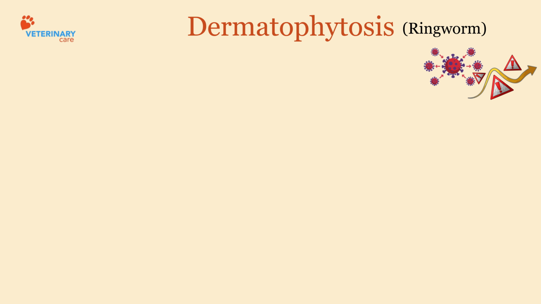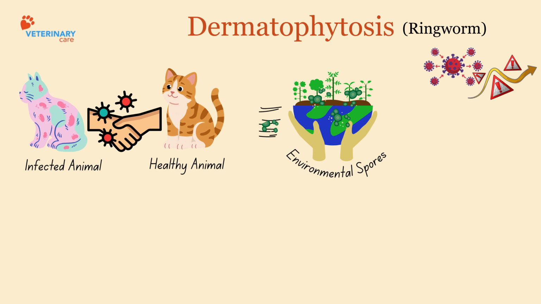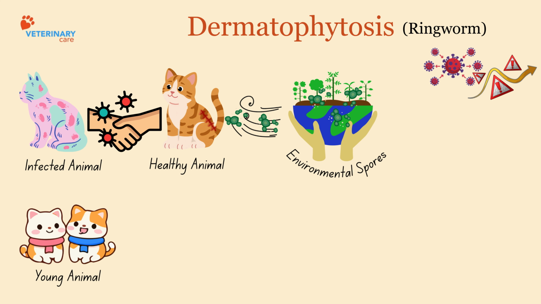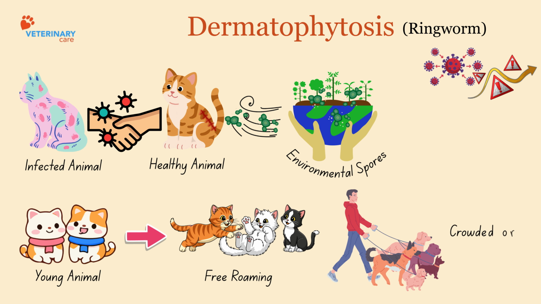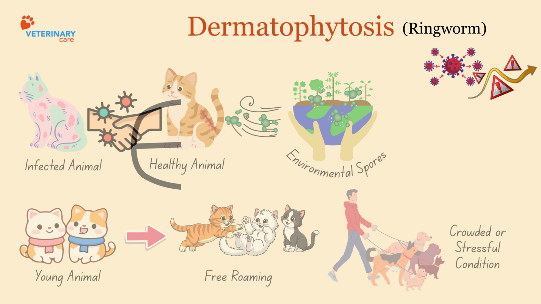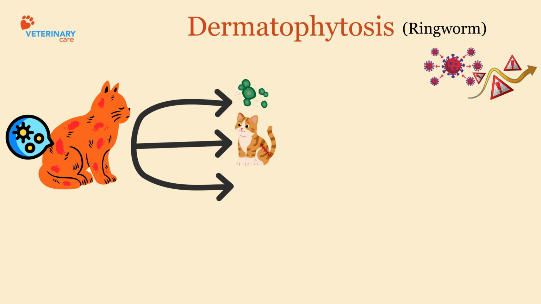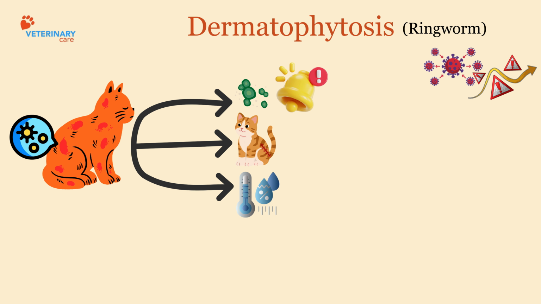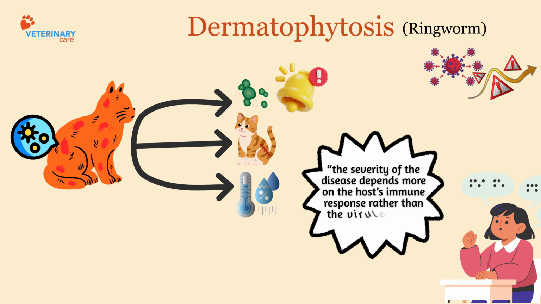Dermatophytosis is mainly transmitted through direct contact with infected animals, while environmental spores can also cause infection if there is minor skin damage. Young animals, especially those that are free-roaming or kept in overcrowded and stressful conditions, are more commonly affected. For infection to occur, the presence of fungal spores, skin trauma, and moisture are important factors. It is important to understand that the severity of the disease depends more on the host's immune response rather than the virulence of the fungus itself.